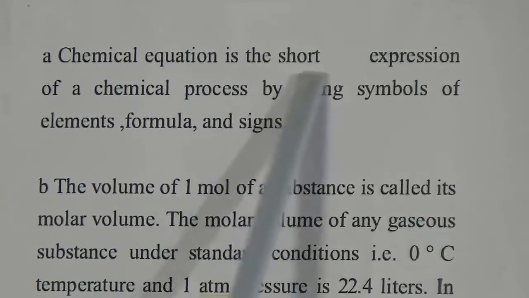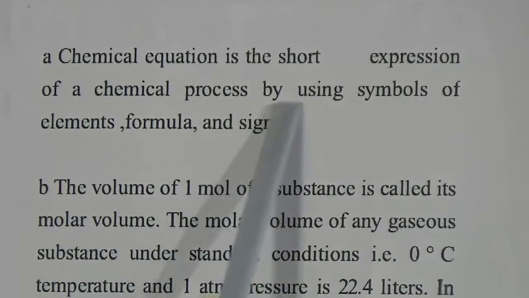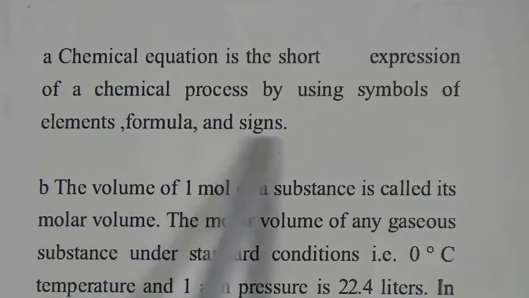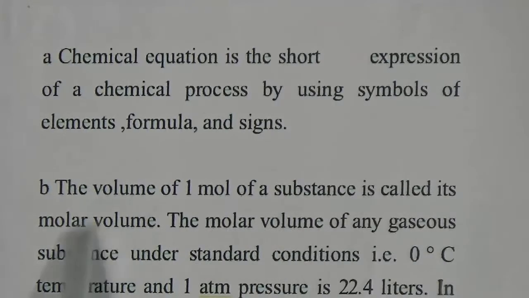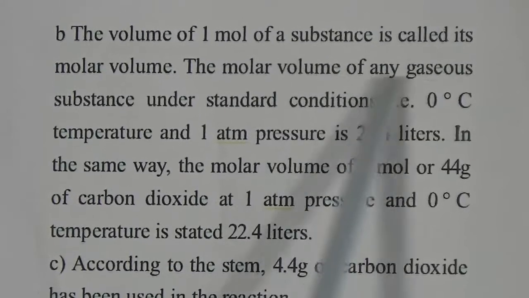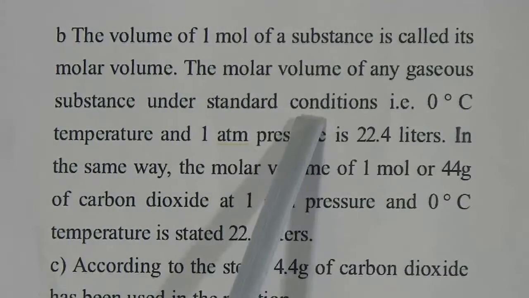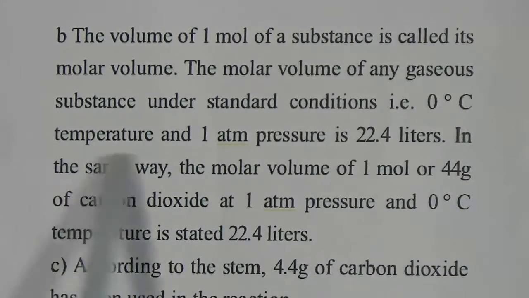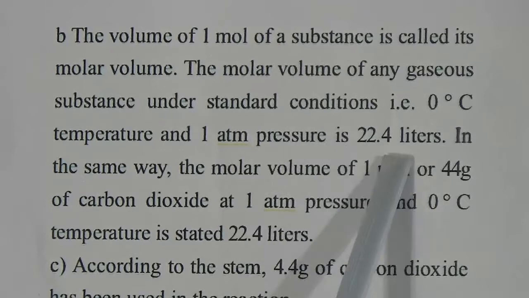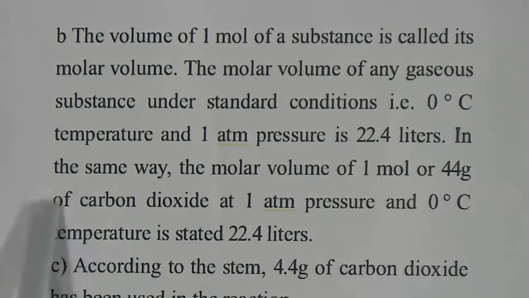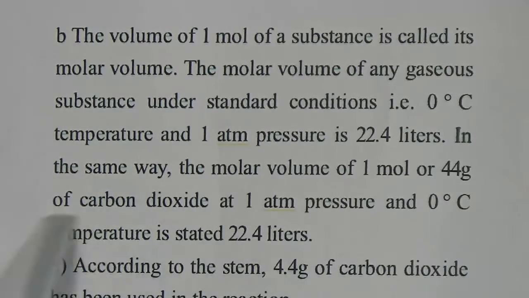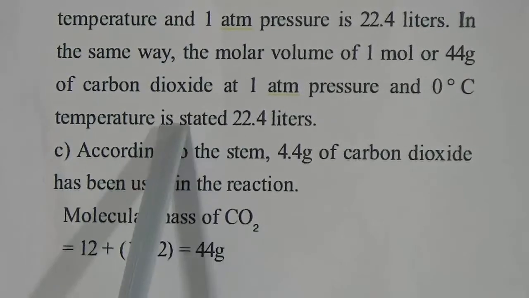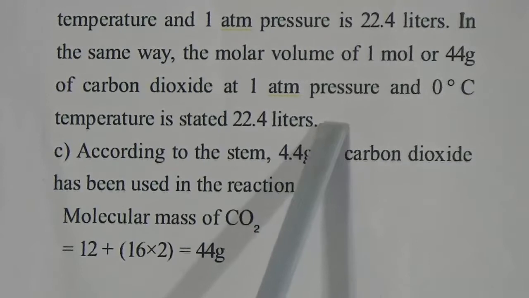Now come to the first question's answer. A chemical equation is a short expression of a chemical process by the symbols of elements, formulas and signs. Now come to the answer of B. The volume of 1 mole of a substance is called its molar volume. The molar volume of any gaseous substance under standard condition, that is 0 degree Celsius temperature and 1 atmospheric pressure, is 22.4 liters. In the same way, the molar volume of 1 mole or 44 gram of carbon dioxide at 1 atmospheric pressure and 0 degree temperature is stated as 22.4 liters.